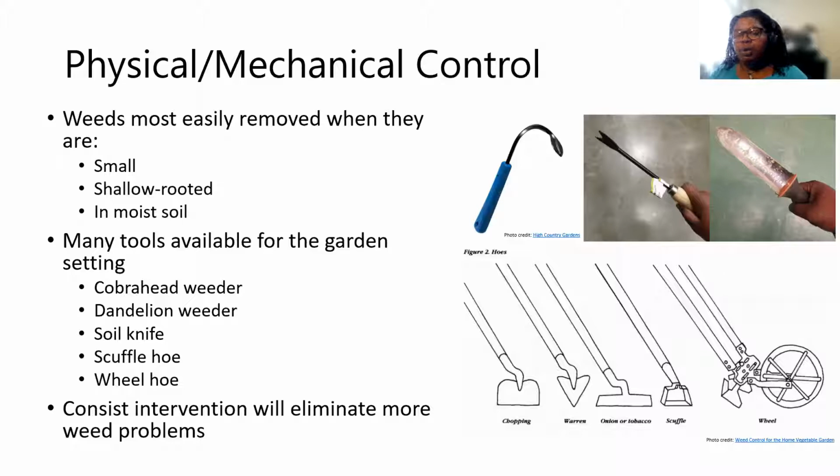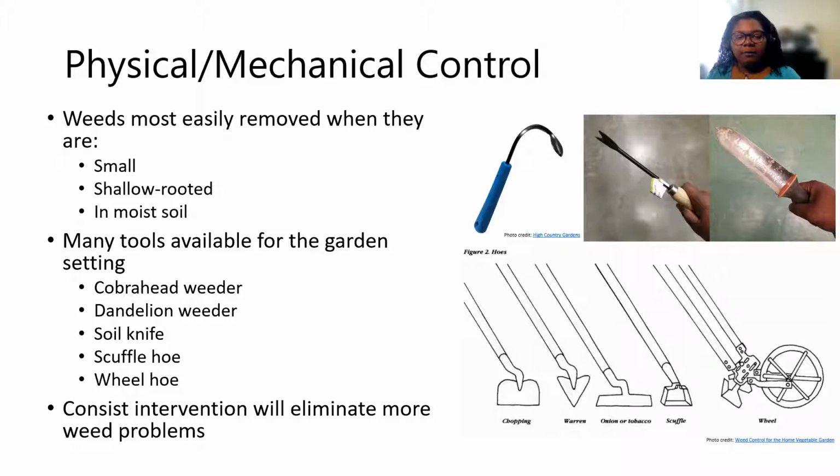For optimal use, regardless of your tool, if it's a tool that's sharpened, keep it sharp. It's going to do its best work when it's well maintained. And finally, consistent intervention will eliminate more weed problems. So if you can go out and do your weeding maybe twice a week or once a week, that's going to make your weed pressure much lower than if you weeded right at the beginning of the season and then once at the end of the season. And that will also affect your yield.